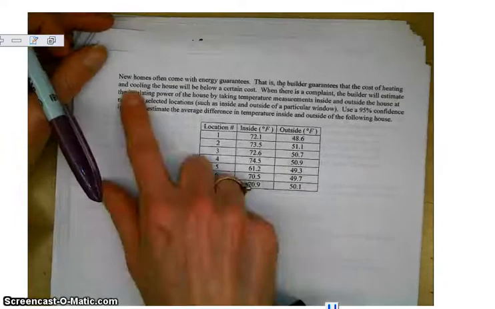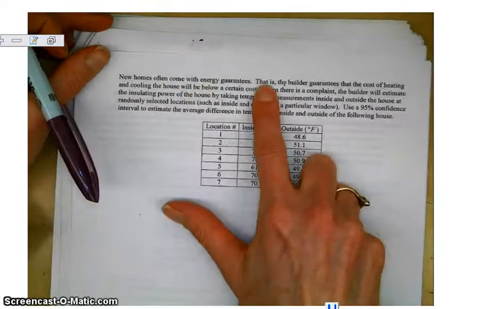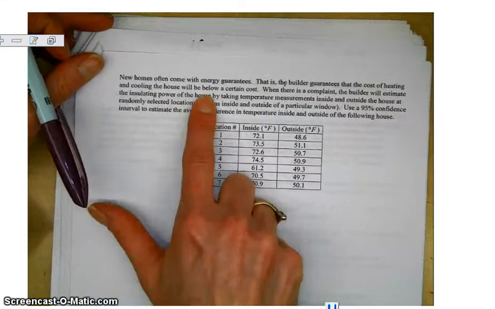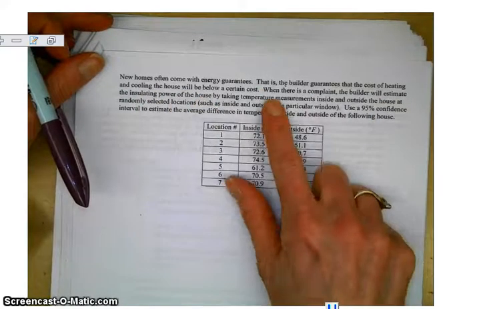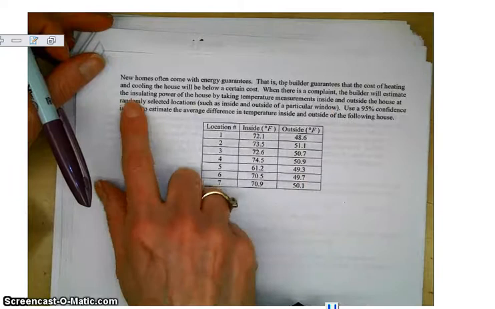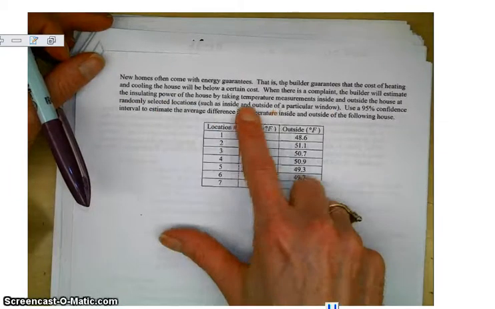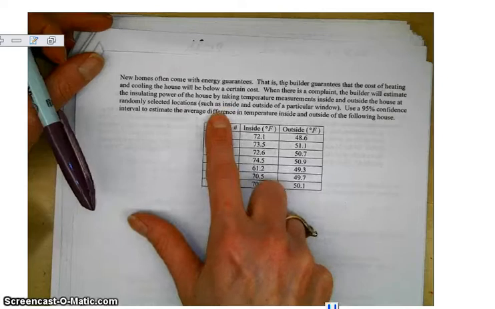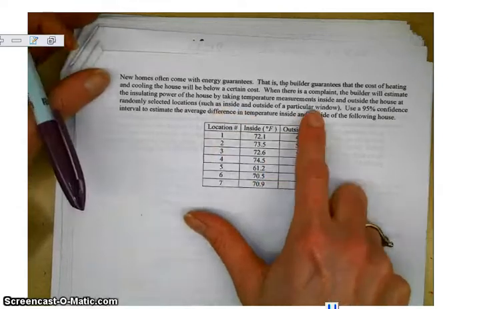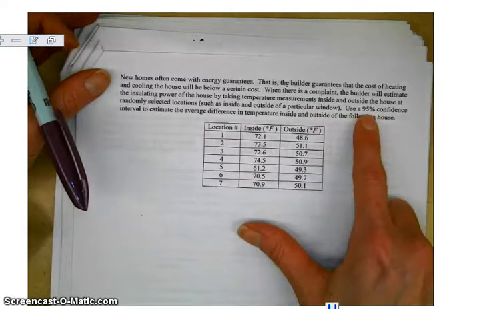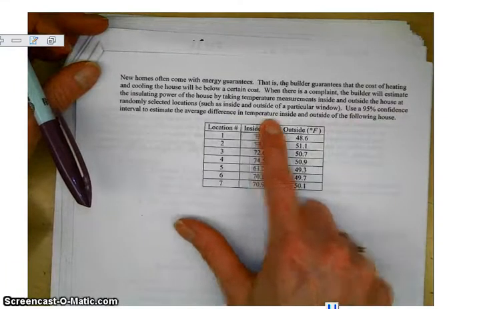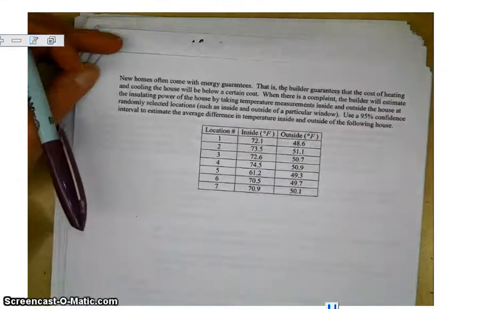So, new homes often come with energy guarantees. That is, the builder guarantees that the cost of heating and cooling the house will be below a certain cost. When there is a complaint, the builder will estimate the insulating power of the house by taking temperature measurements inside and outside the house at randomly selected locations. For example, inside and outside of a particular window. Use a 95% confidence interval to estimate the average difference in temperature inside and outside the following house.